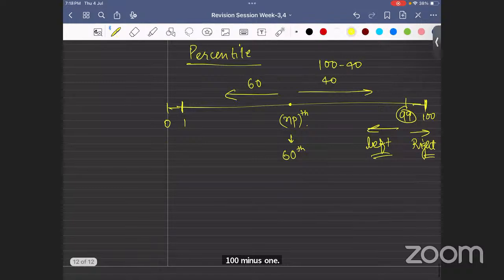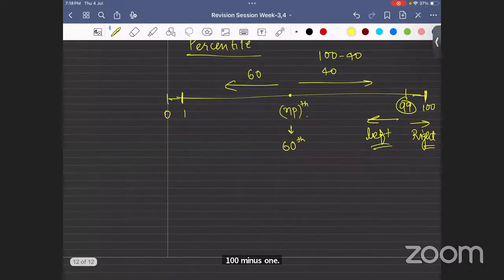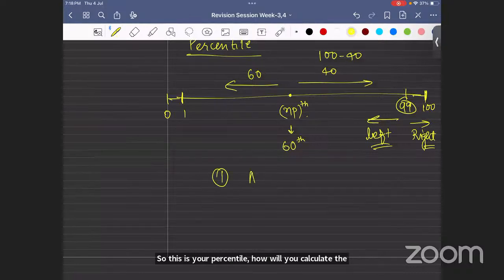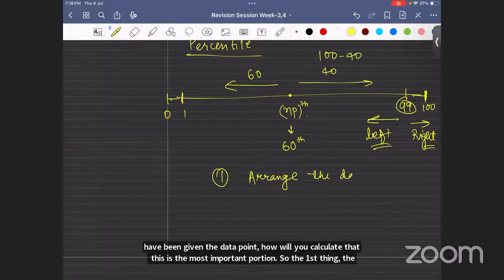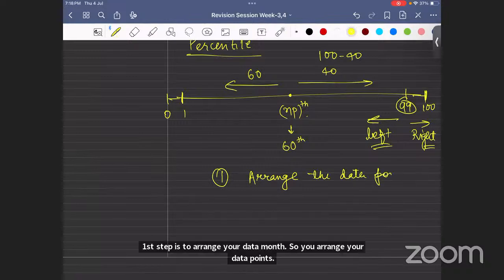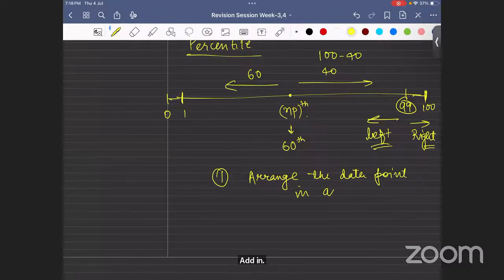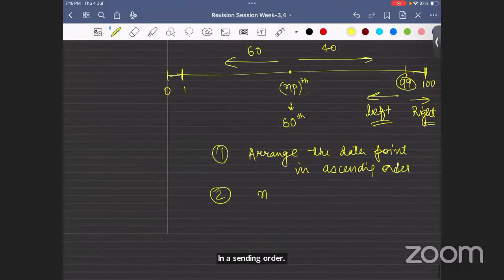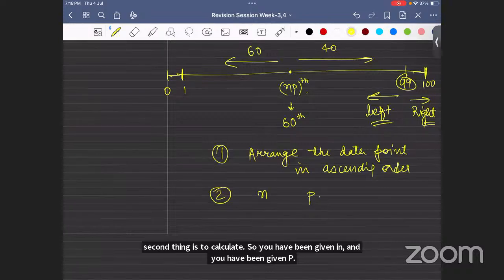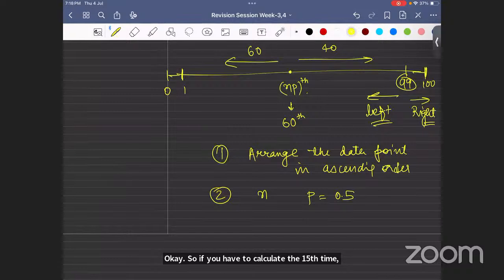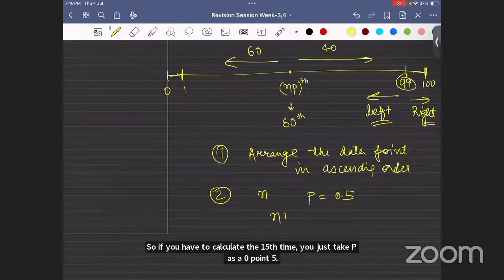How will you calculate the percentile? If you have been given the data points, how will you calculate that? This is the most important portion. So the first step is to arrange your data points in ascending order. The second thing is to calculate. You have been given N and you have been given P. If you have to calculate the 50th percentile, you just take P as 0.5. You have been given N, then multiply, so calculate NP.